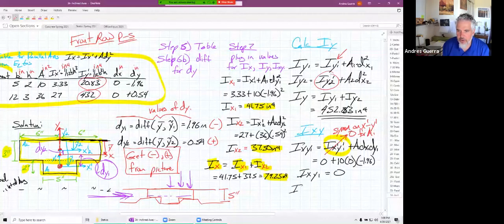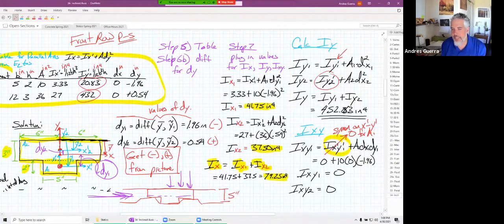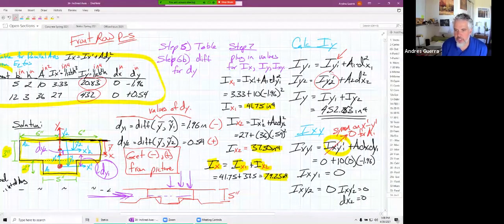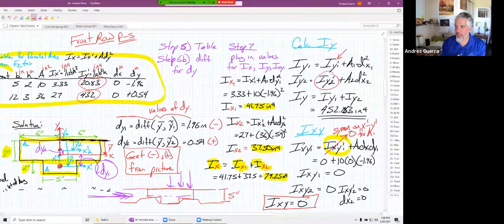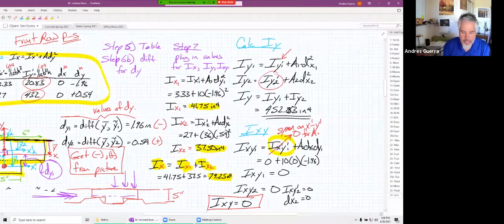And then what do you think we're going to find for Ixy2? It would also be equal to 0 because Ix prime y prime 2 is 0, but also dx2 is 0. And so we end up with Ixy2 is 0, which means that Ixy for the whole thing is equal to 0 as well. And the reason that it's equal to 0 is because don't we have symmetry on the y-axis about the whole thing? We have global symmetry on the y-axis.